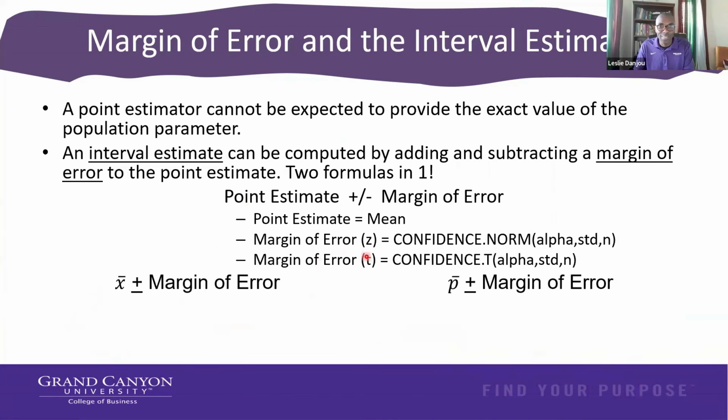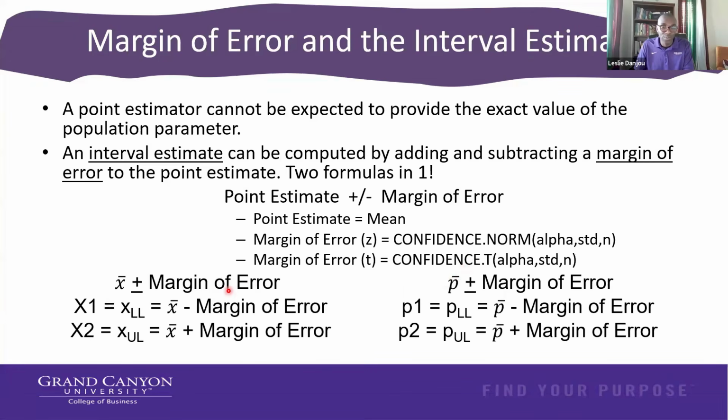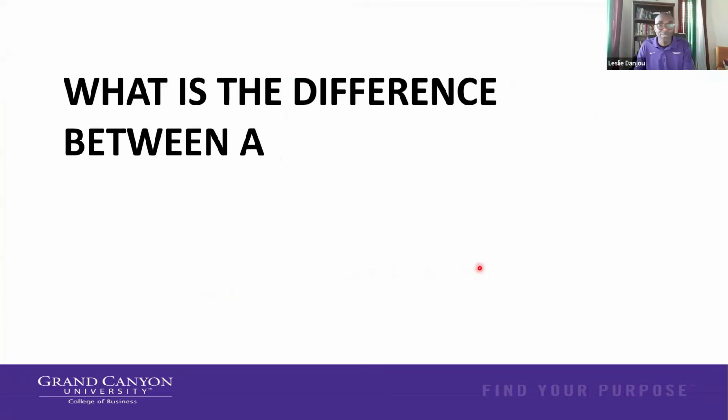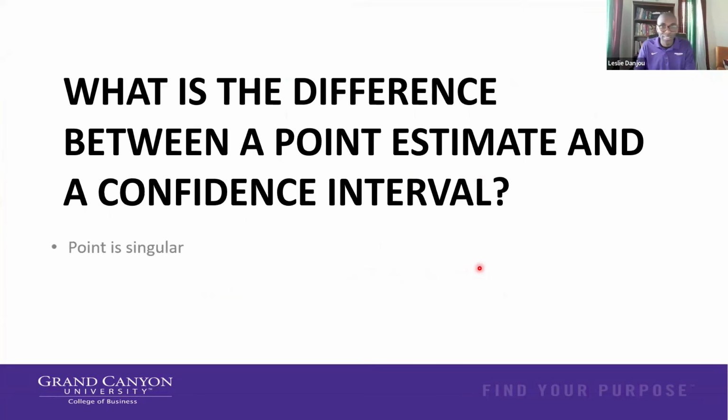How do we do it in Excel? We'll be using the CONFIDENCE.NORM function for your margin of error. So this is what it will look like. You'll get your average plus this CONFIDENCE.NORM or CONFIDENCE.T, and we'll be able to calculate your margin of error, or you'll be able to calculate the lower limits and the upper limits of your data. So what is the difference? You guys are going to see that.